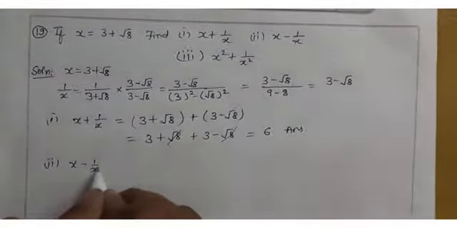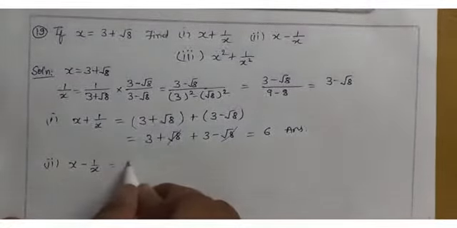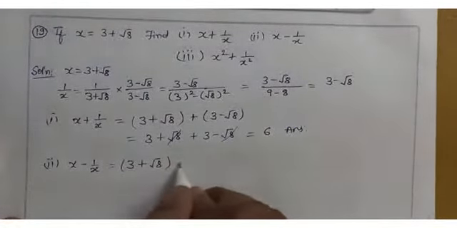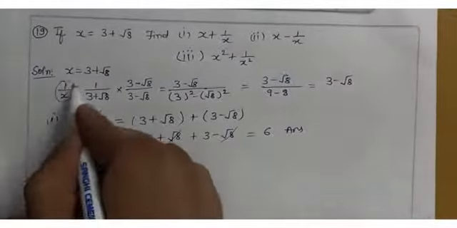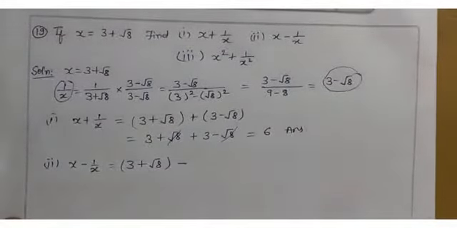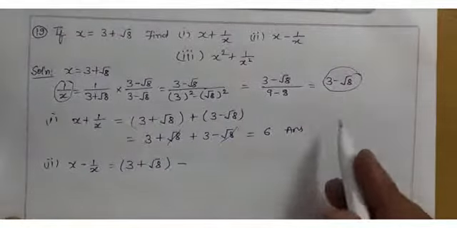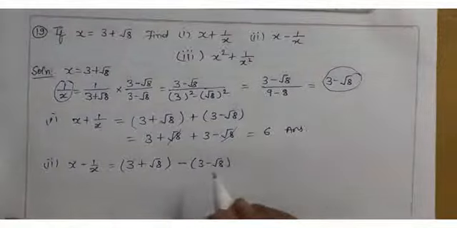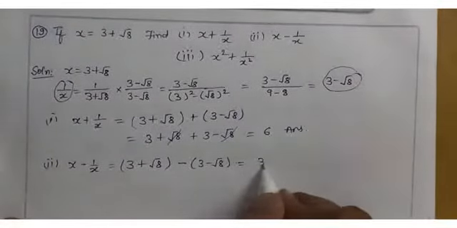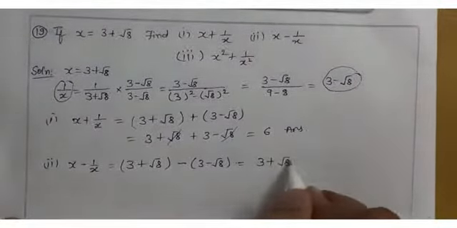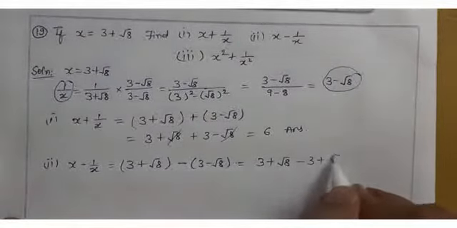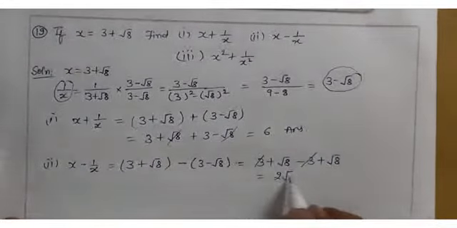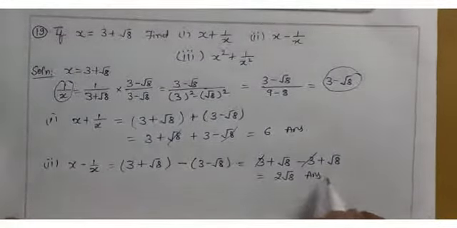X minus 1 upon x. What is the value of x? That we know, 3 plus root 8. Minus, and what is the value of 1 upon x? Just see here, the value of 1 upon x is 3 minus root 8. So what will come? Removing the brackets, 3 and 3 cut. This is 2 root 8. This is the answer.